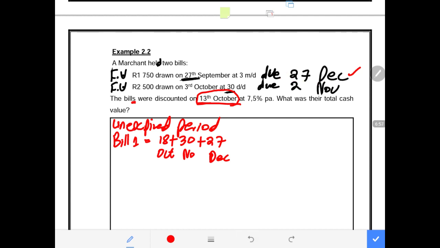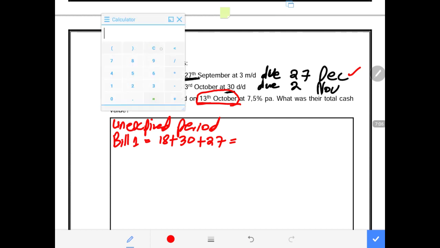So now we need to calculate these days, which is 18 for October, 30 for November, 27 for December. So now this will be 18 plus 30 plus 27. This gives us 75 days.